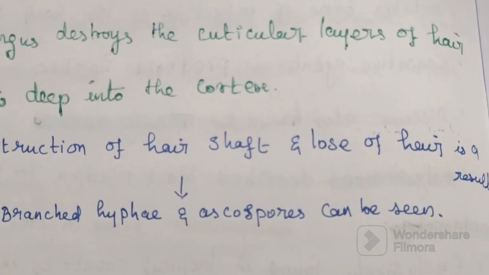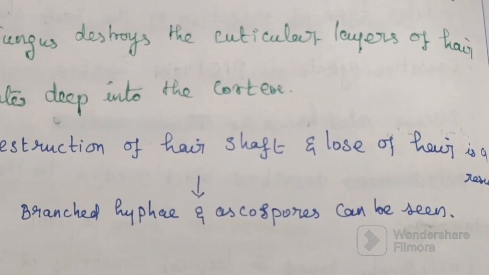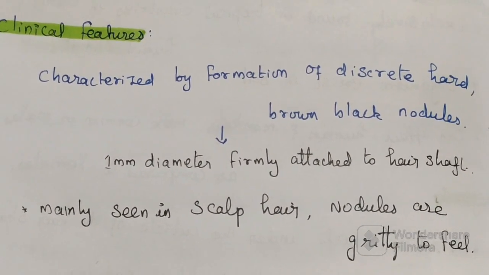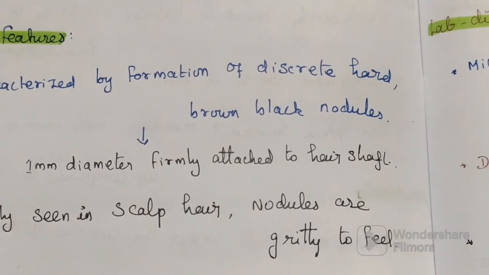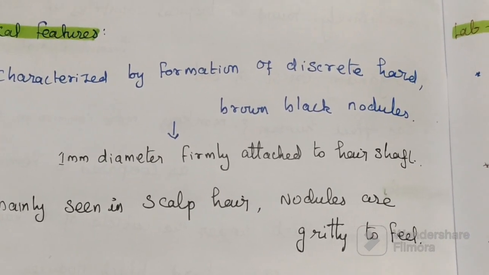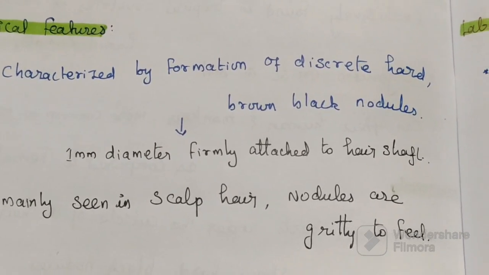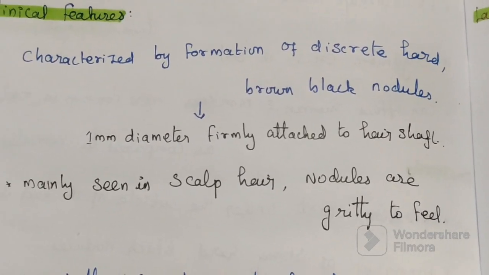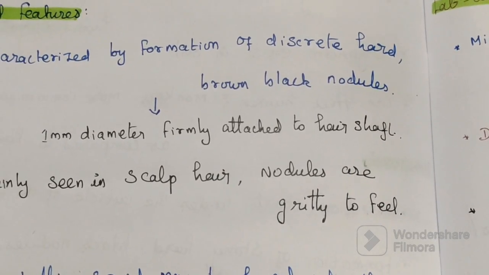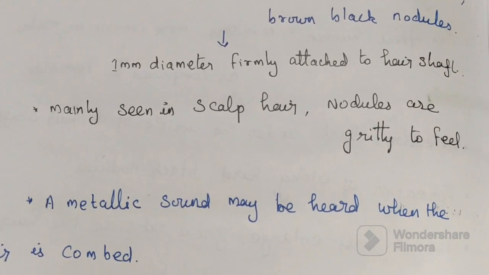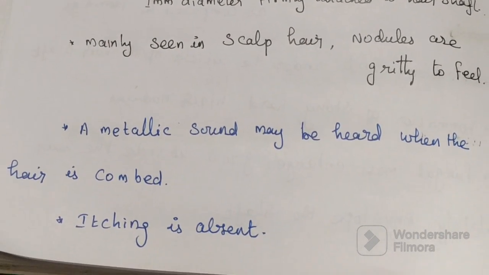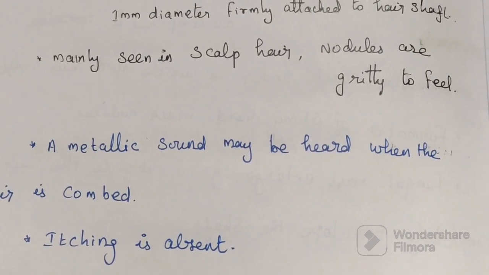Branched hyphae and ascospores can be seen. Clinical features are characterized by formation of hard brown-black nodules, 1 mm in diameter, attached to the hair shaft, mainly seen in scalp hair. Nodules are gritty to feel. A metallic sound may be heard when the hair is combed. Itching is absent.